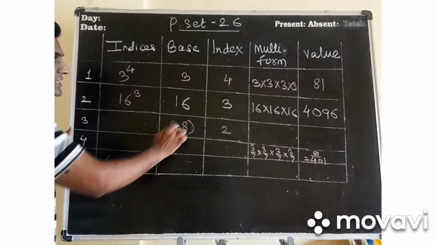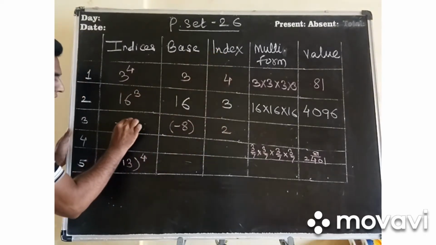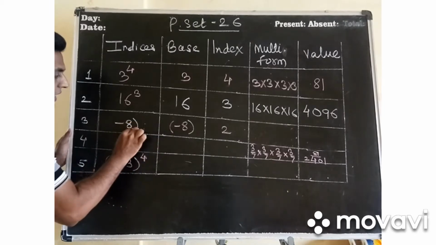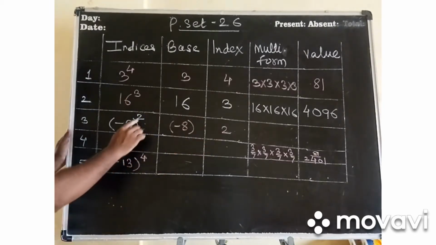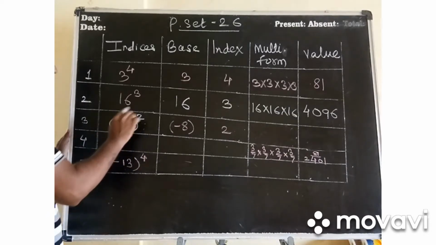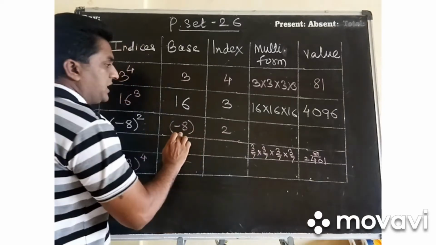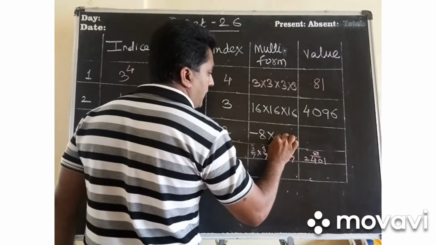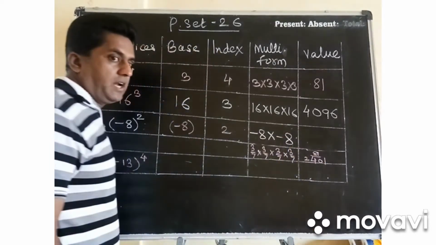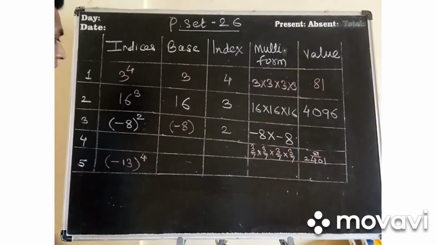Base is minus 8. Index is 2. So what I'll do, I'll write here minus 8 in brackets and 2 as an index. Right, everybody? It is in indices form. Let us write it in the form of multiplication. Minus 8 for how many times? Minus 8 multiplied by minus 8. Right, everybody?